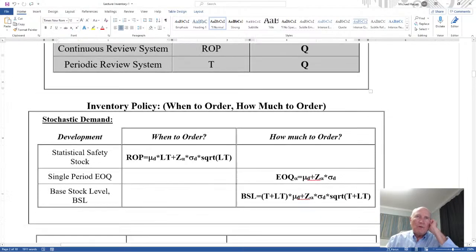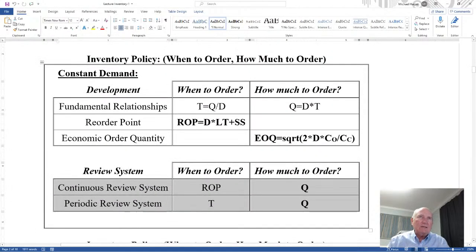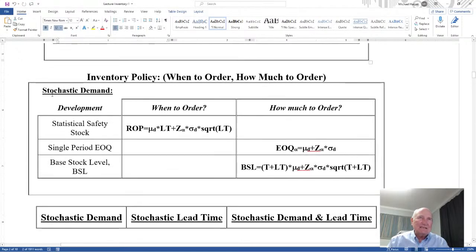Now, what we're doing next week is we're moving away from constant demand here. We're moving away from constant demand to stochastic demand.